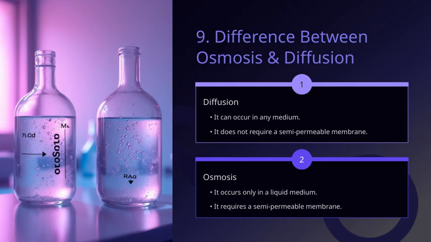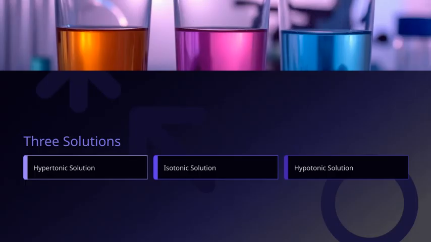Understanding this distinction helps us see how these processes are fundamental to biological functions and how substances move within organisms and their environments. Today, we're going to look at 3 solutions that are key to understanding how substances move across cell membranes. First, we have the hypertonic solution. This is when the solution outside the cell has a higher concentration of solutes compared to the inside. As a result, water tends to move out of the cell, causing it to shrink.